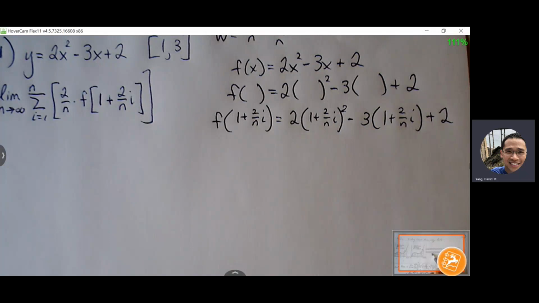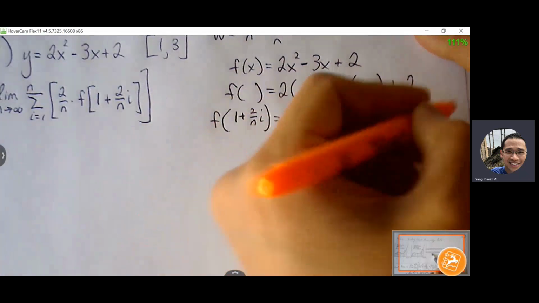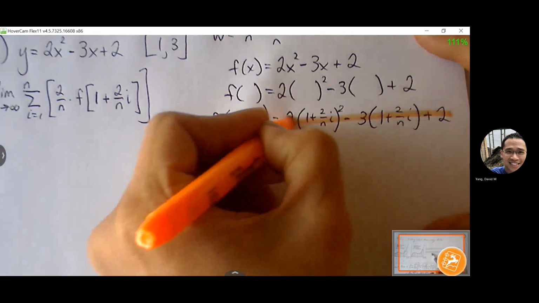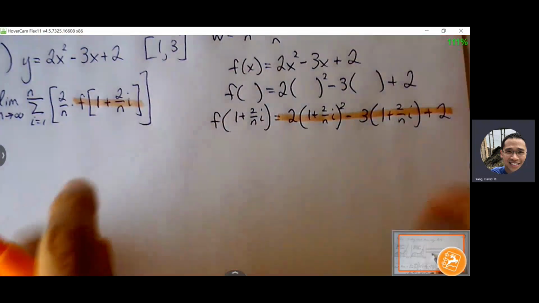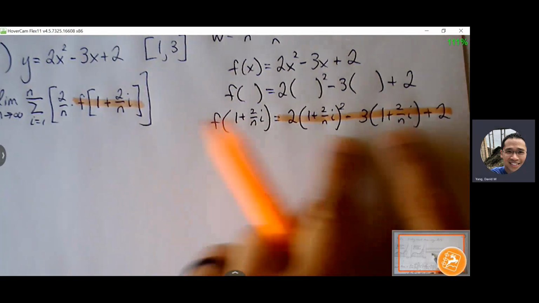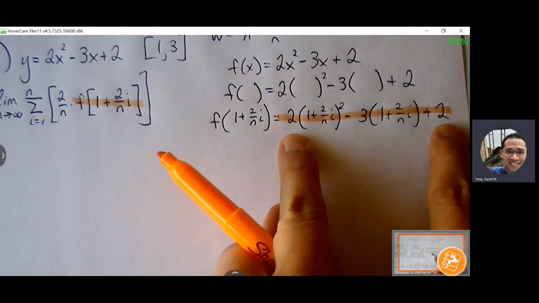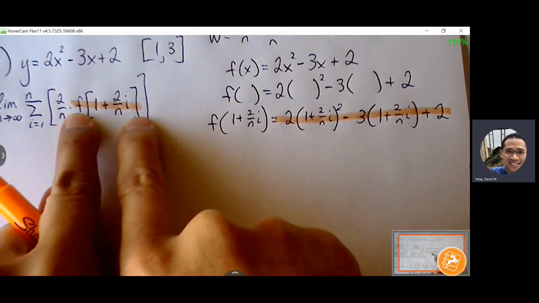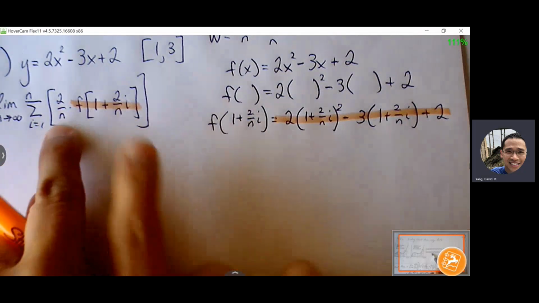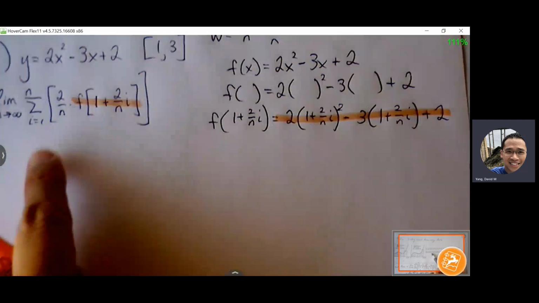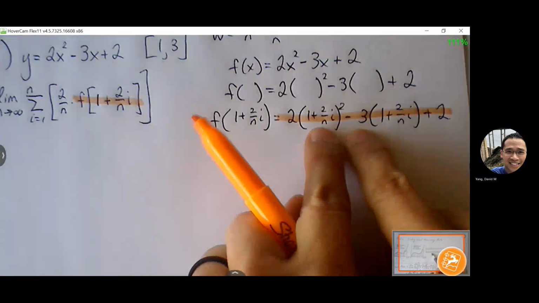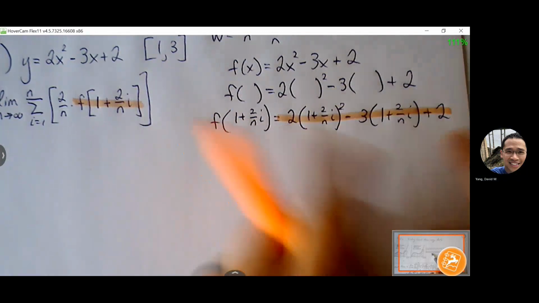Okay, so now we're going to take all this that we created and insert it to replace this whole thing. So we're taking all this. This is my height component. My height component will replace my f parentheses, but I don't want to forget my width component, right? My rectangle is width times height. So 2 over n is my width. This whole mess is my height.